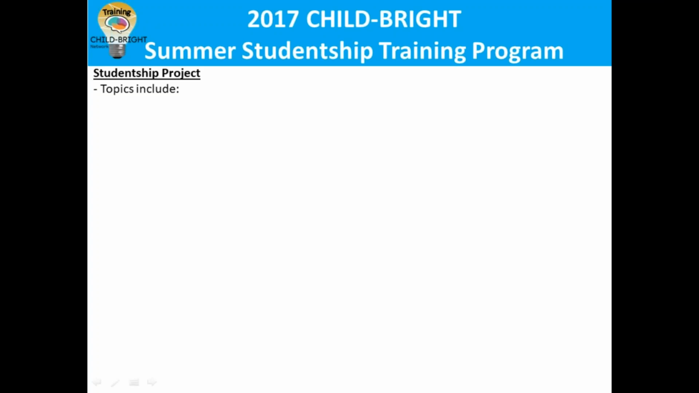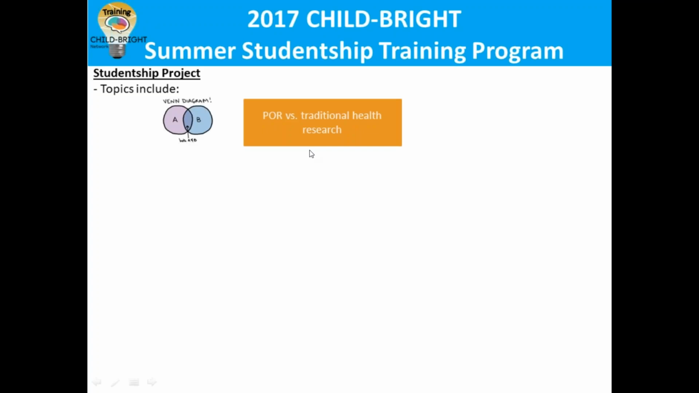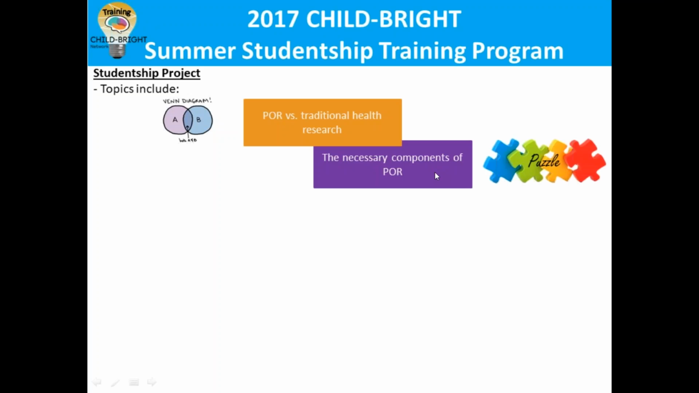So first up is comparing patient-oriented research with the traditional way of doing things, and perhaps a way that you can explore that idea is with a Venn diagram. Next up is the idea of looking at the various components that need to be in place for effective patient-oriented research to be conducted.